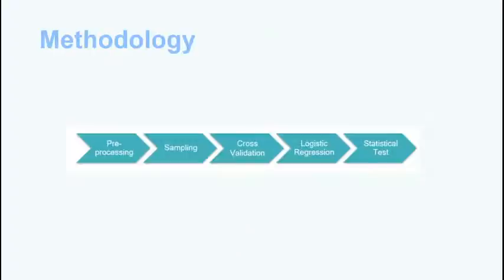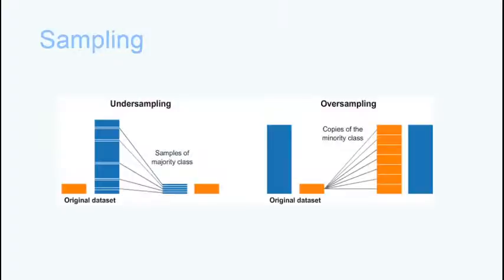Okay, so for that purpose you can do this sampling. If you want a balanced data set, you can use sampling methods. In sampling we have two types, undersampling and oversampling. Undersampling is what I am explaining here.